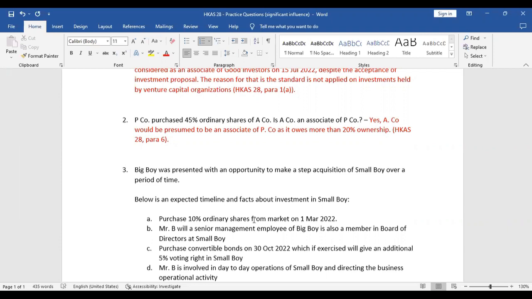In my earlier video, I spoke about paragraph 6 to paragraph 10, where we are talking about significant influence. It says that if the company has an ownership of 20% or more, then you can presume that the company has significant influence, and therefore it is going to be an associate. So that is the answer to question 2. Very simple, nothing complicated here. There's not much happening here.